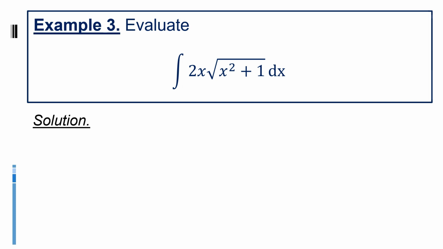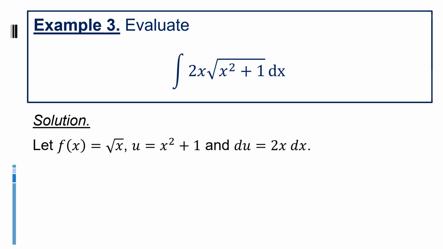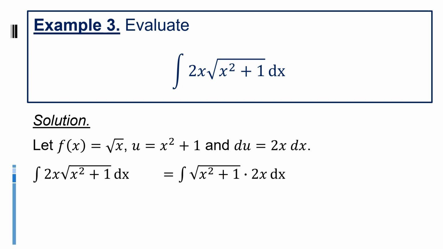Now, to illustrate this, balikan natin yung example number 3 natin kanina and evaluate this using our u-du or the integration by substitution. So, for our solution, syempre ang f of x natin dyan is square root of x. Then, u is equal to x squared plus 1 and the derivative of u is equal to 2x dx. Therefore, the integral of 2x times the square root of x squared plus 1 dx is equal to the square root of x squared plus 1 times 2x dx. But what is x squared plus 1? That is just u. And 2x dx is just du.